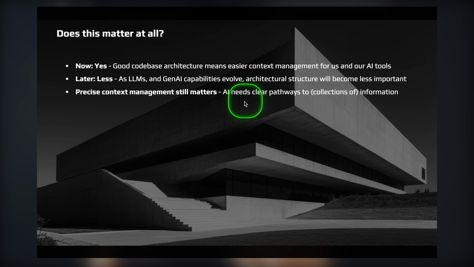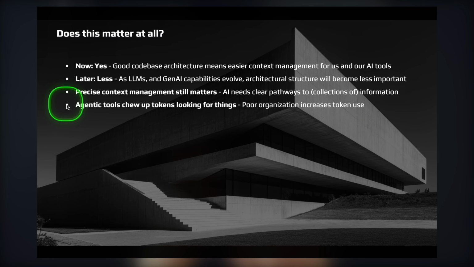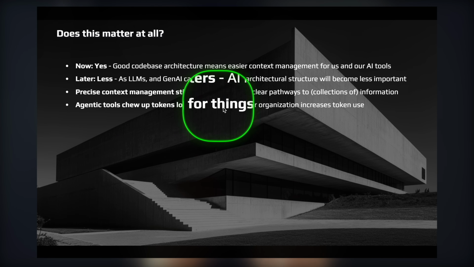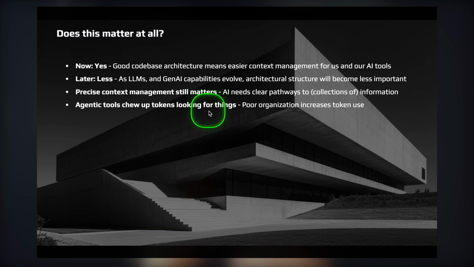LLMs, to be specific, our AI coding tools, need clear pathways to not just one file, but collections of files, collections of information. We all know Claude Code, Cline, and a lot of these tools chew up tokens, and they chew them up just looking for stuff. They're not even doing work. They're not even creating value. And it's the poor organization of our code base.